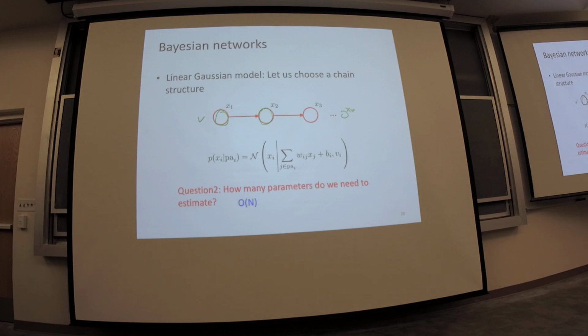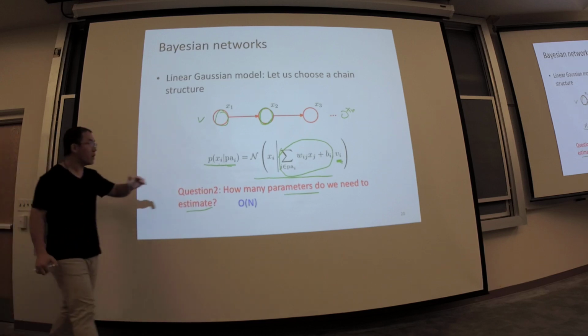And then we define our conditional probability for each node. The ith node given its parent is a Gaussian distribution, with the mean being a linear combination of its parent plus an intercept, and with variance bi. So here the weight wij, the intercept bi, and the variance bi are just parameters. Now if we choose this linear structure, how many parameters do we need to estimate? Three.